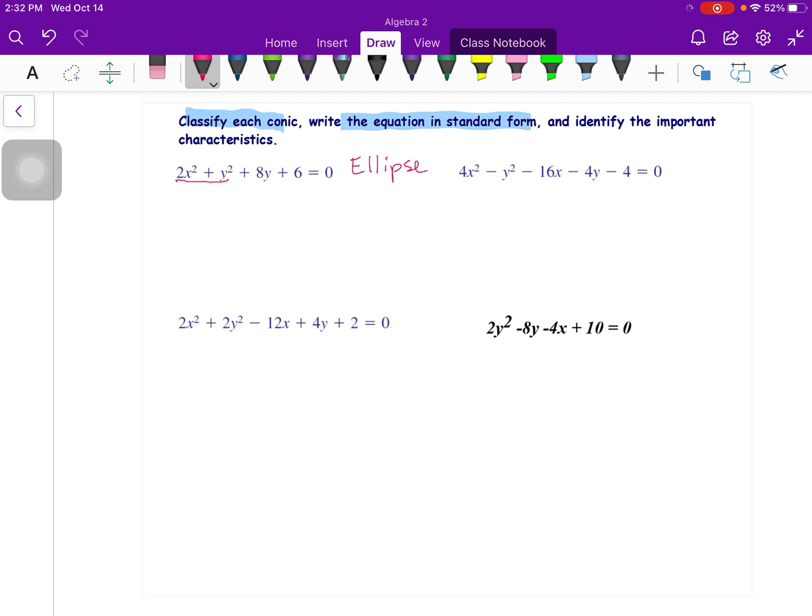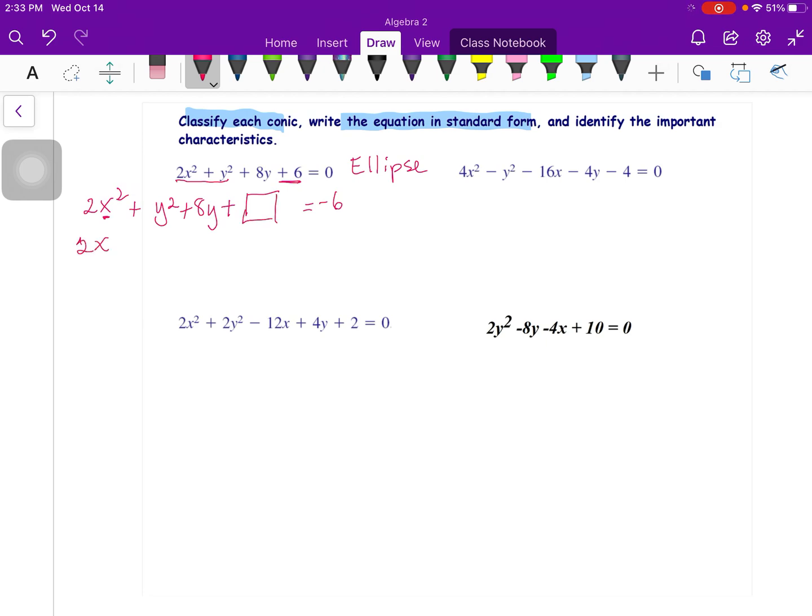So now I must write it in elliptical form. So I'm going to put my x's together. So that is 2x squared. And then put my y's together. Y squared plus 8y. And then I'm going to move my 6 to the other side. So that would be equals negative 6. So this x squared is already a perfect square. My y squared, I'm going to need to complete my square to make it a perfect square.